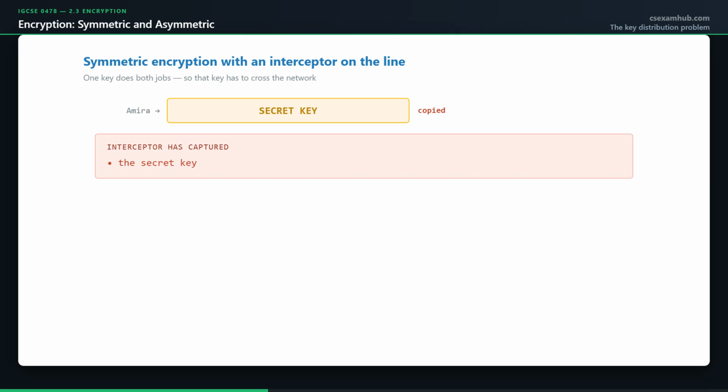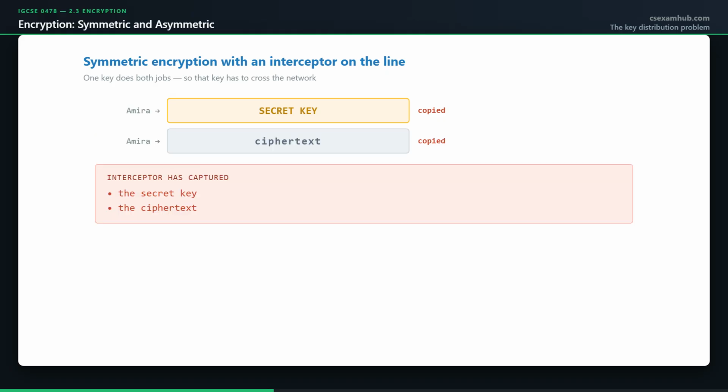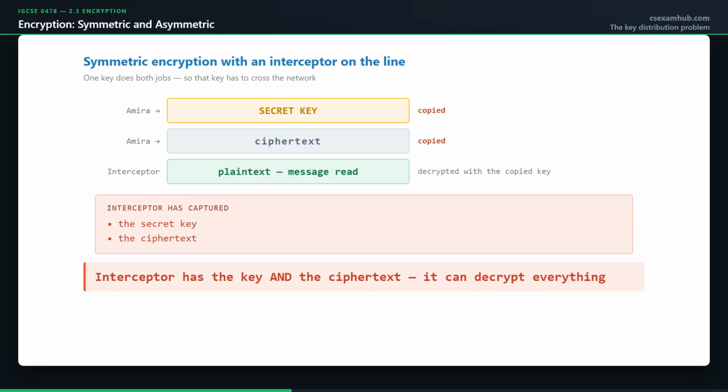Next, Amira encrypts her message with that key and sends the ciphertext. The interceptor copies that too. Now count up what the interceptor is holding: the secret key and the ciphertext. That is everything needed to decrypt. The interceptor simply runs the decryption with the key it copied and reads the message in full. And this is the key distribution problem. Sending the secret key securely turns out to be exactly as hard as sending the data securely in the first place, which was the problem you were trying to solve.